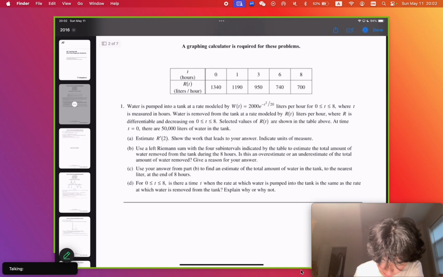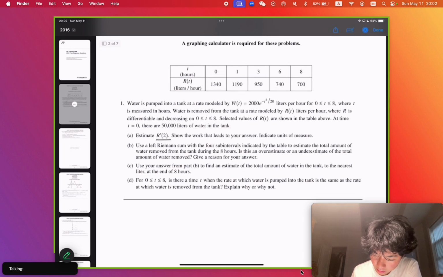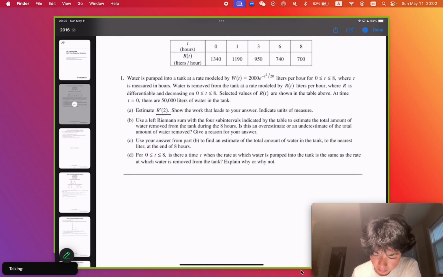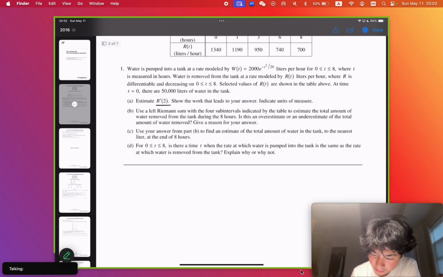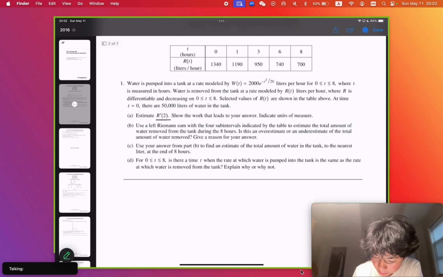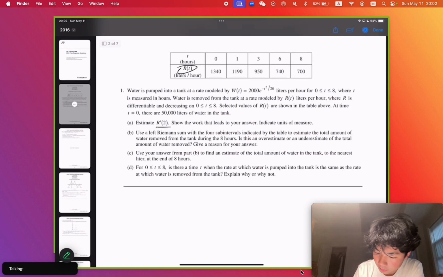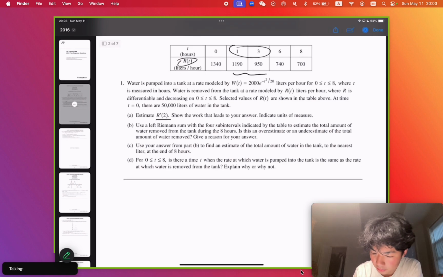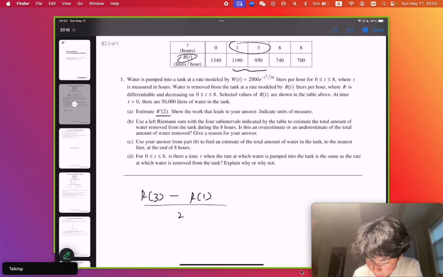Okay, let's just estimate R prime of 2. I won't actually solve it because I don't want to use my calculator. So basically, this is R, right? You want to know the rate of change of R at 2. You are given values on this interval. So it's basically R(3) minus R(1), which gives you the average rate of change, and then you divide it by 2, since 3 minus 1 is 2.